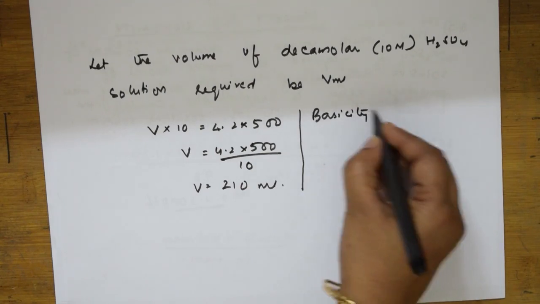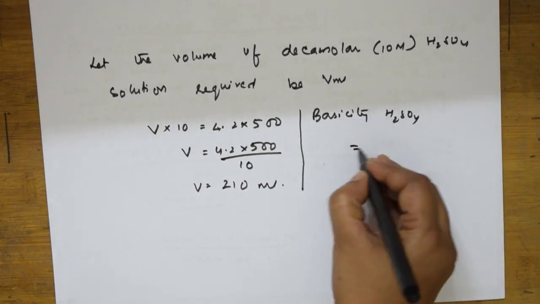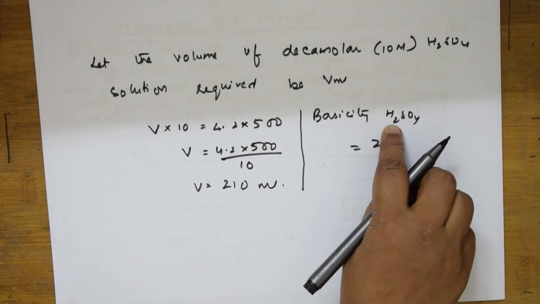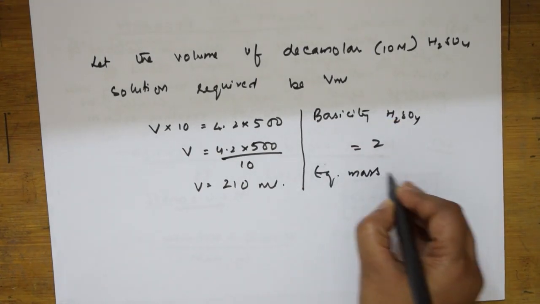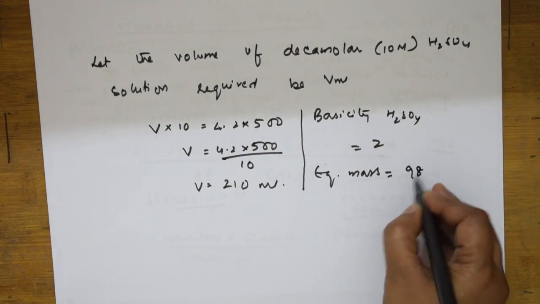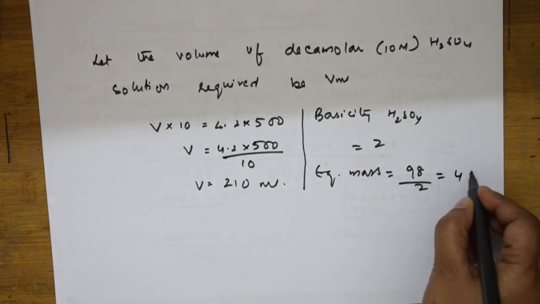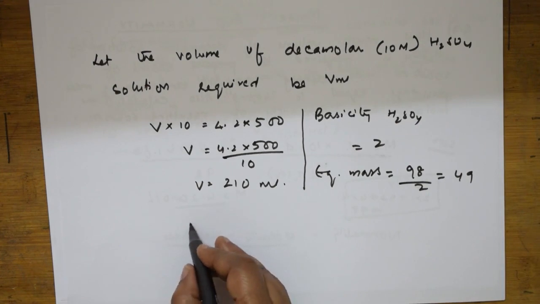Basicity of sulfuric acid, H2SO4, is 2, isn't it? Yes, 2 ionizable ions. Fine. So now you calculate the equivalent mass. Equivalent mass of sulfuric acid is equal to molar mass divided by basicity. It comes to 49. Now it's easy for me to substitute.